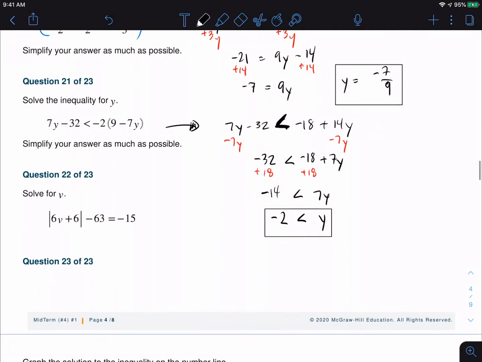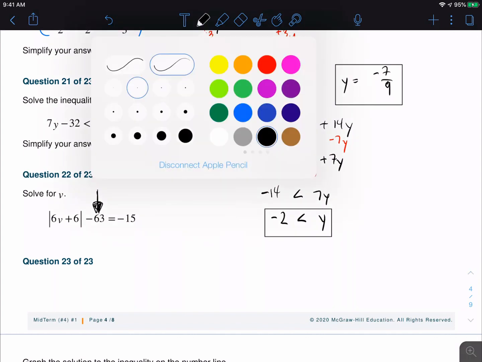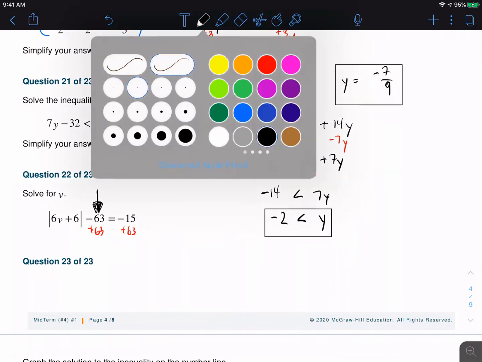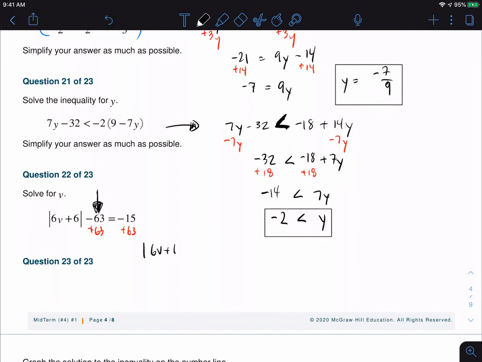All right, number 22. Now, when we're dealing with absolute value like this, you want to have the absolute value by itself before you try to solve the problem. So that means I've got to get this guy to the other side, right? Yes. So I've got to add 63 here and add 63 there. So I'm going to get the absolute value of 6v plus 6 is equal to negative 15 plus 63. That's going to be 48.